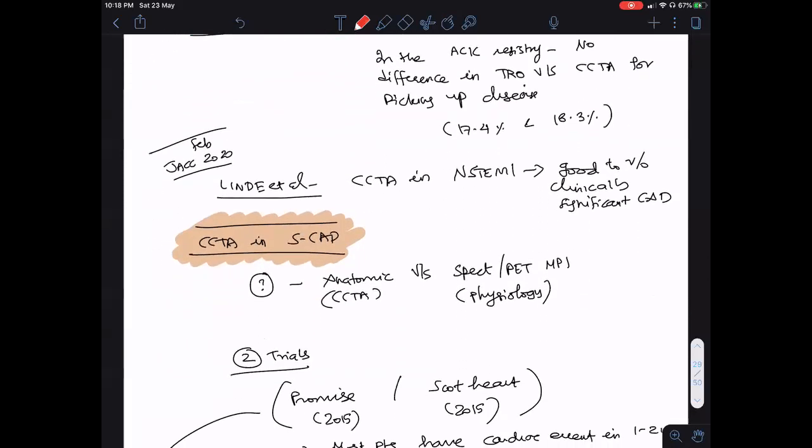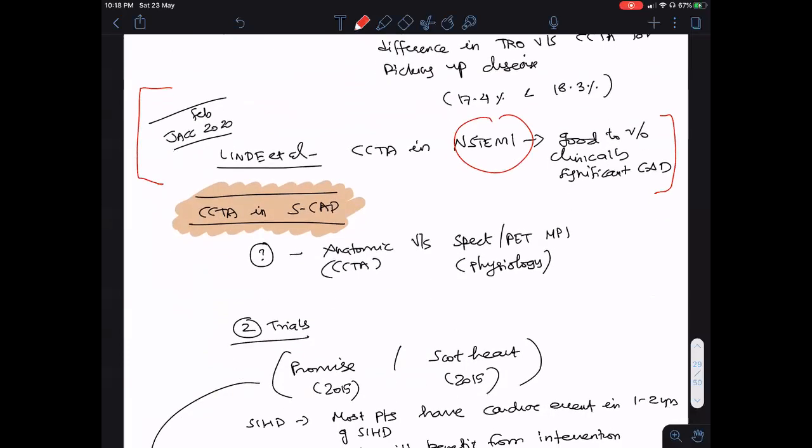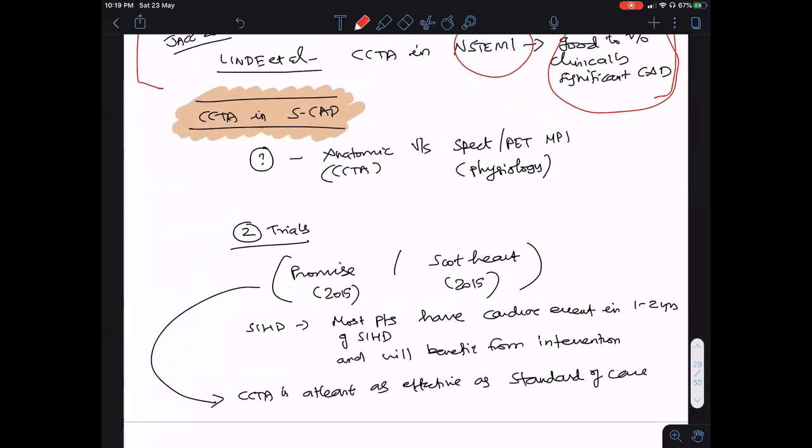So this recent article in JACC, Linde et al., they looked at CCTA in a good number of patients with NSTEMI. The final conclusion was it was good to rule out clinically significant coronary artery disease. So how about CCTA in stable coronary artery disease?